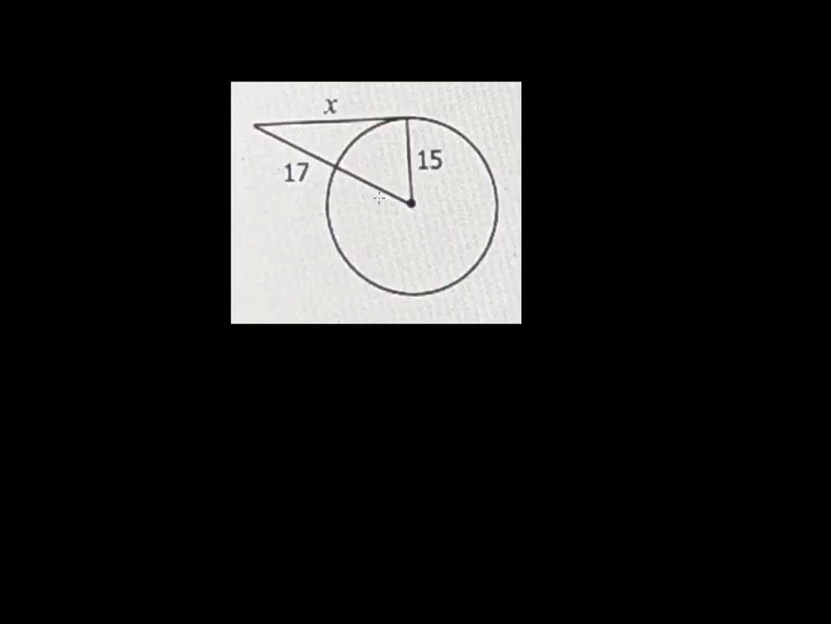Okay, let's do another problem. We have a circle with radius 15 and a tangent line, which is x. And you know, tangent and radius, it's 90 degrees here. So the radius is 15, so that's also 15 from here to there. And from here to here, it's 17. So we have another right triangle where x squared plus another leg, 15 squared, is now equal to 17 plus 15, the whole thing squared, since that's the hypotenuse there.